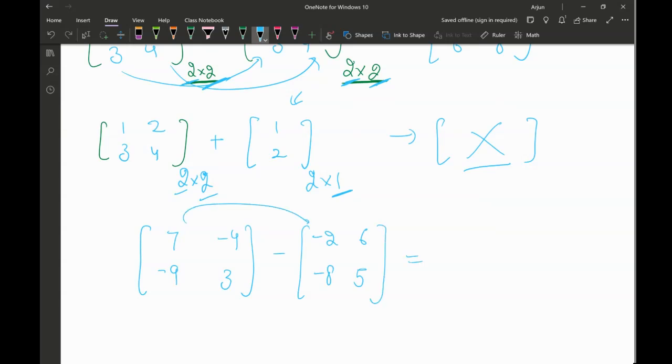I'm subtracting these two matrices. So 7 minus 2, well, this is minus and minus. So 7 minus and minus 2, and then the second one will be minus 4 minus 6, and the third one will be minus 9 minus and minus 8, and then the fourth one will be 3 and minus 5.